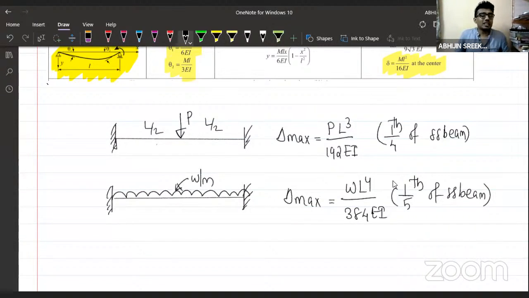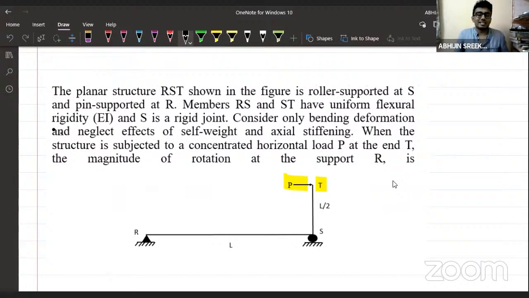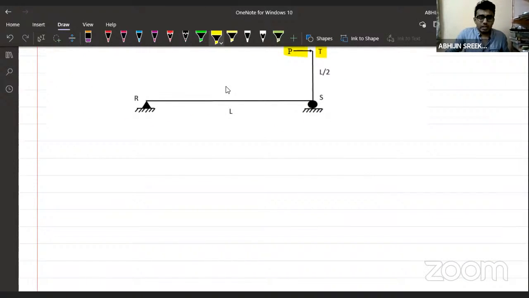And these are the standard results you should remember. Coming back to your question, you have to remember all these results. Now, how can I use these standard results to find the answer here? The question here is to find the magnitude of the rotation at the support R, which means, due to the loading here, one second, there will be some changes.